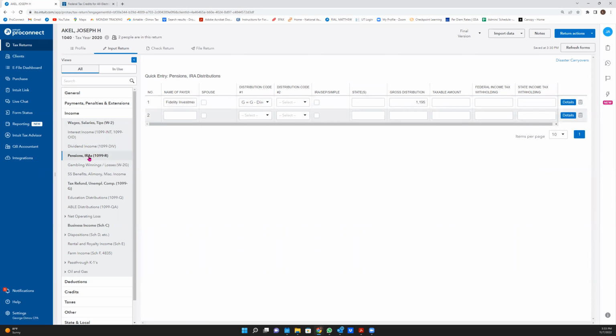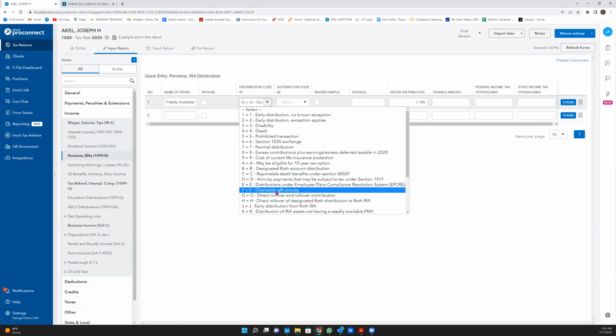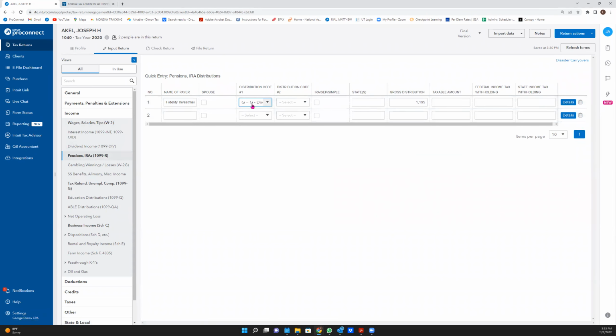Pensions, again, every single 1099-R. And what's convenient, it does have the form name, so you don't need to be scrambling. It will tell you what it is and the form name. So the form name is 1099-R. You will see this guy has Fidelity Investments. This was a direct rollover, and this is going to be in box 7. This is where it's going to be shown. You'll see the code, and what was the gross distribution.